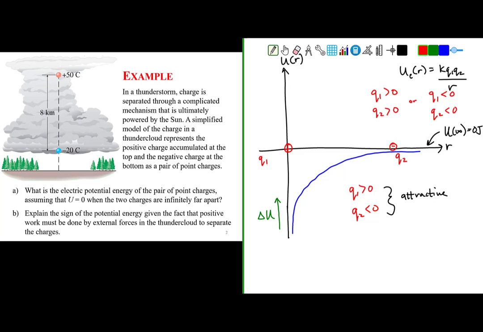Notice in each of these scenarios, this would correspond to repulsive forces. And those repulsive forces have a potential energy that is inversely proportional to the separation distance. So what that would look like is a curve that approaches zero asymptotically.